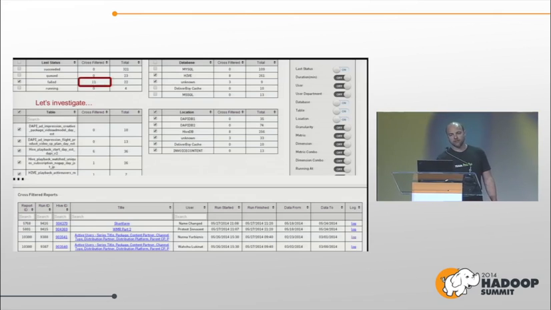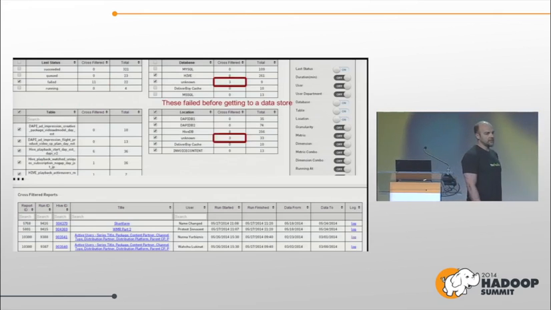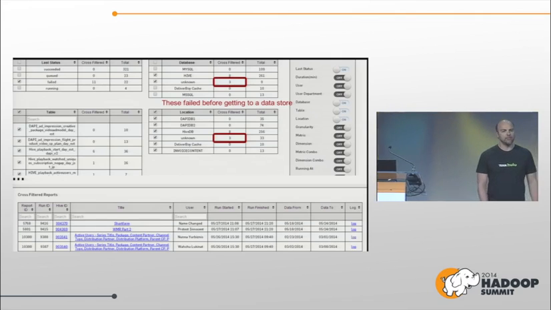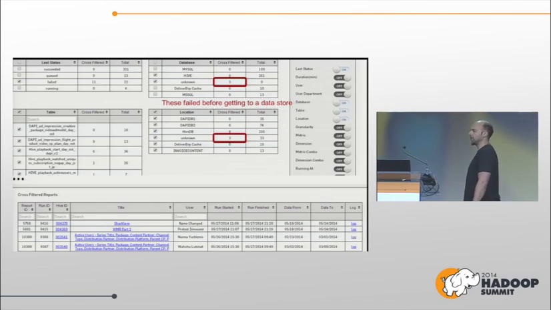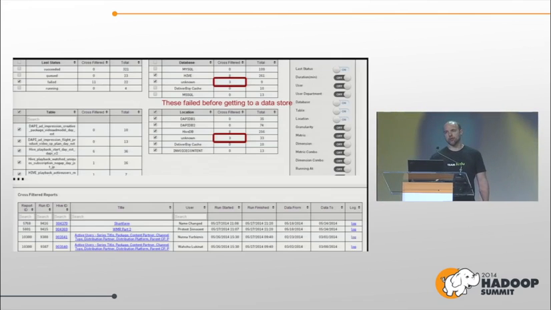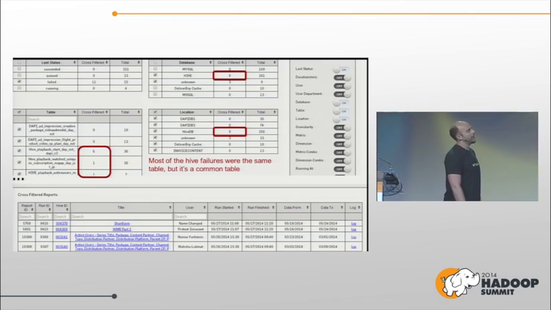In our case, when we investigate which things failed, we can see that some of them have an unknown database or data store. What this indicates is that these failed before they even got to a data store, somewhere in our controller probably. The Hive failures that we have all hit a common table, but this table is a very popular table anyway, so that doesn't really give us much information.